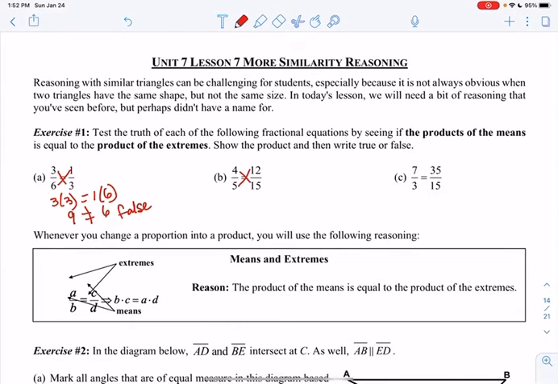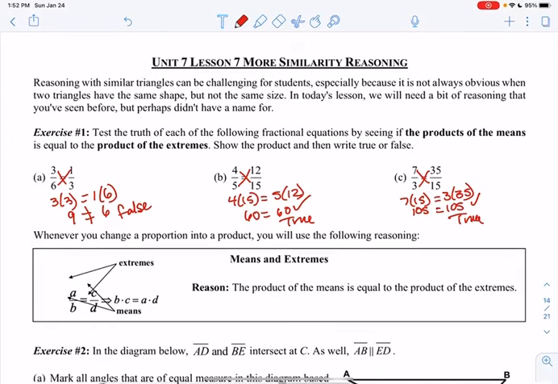I'm testing out the truth of each of these fractional equations or proportions. Let's try B. So I'm going to multiply 4 times 15 and see if it's equal to 5 times 12. 4 times 15 is 60, and so is 5 times 12. So it's good. That one's true. And the last one, I'm going to multiply 7 times 15, and I'm going to multiply 3 times 35, and each of these is 105, so yes, it works, it is true.